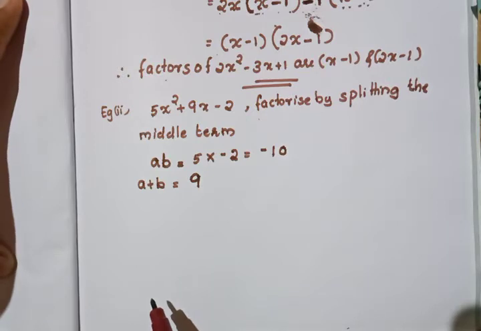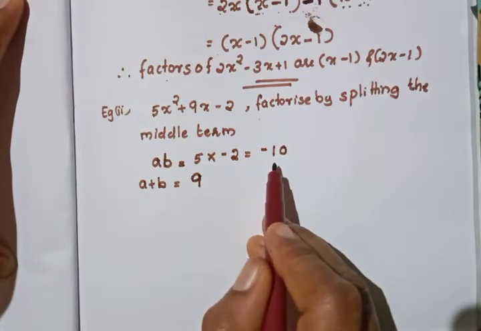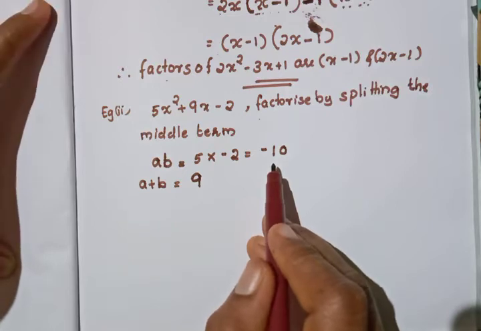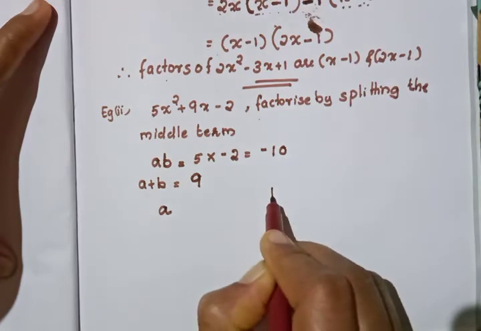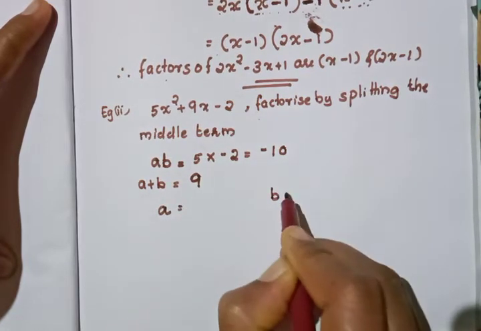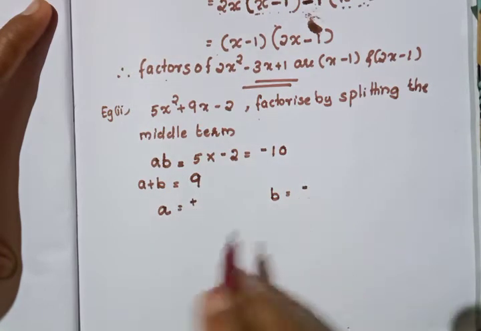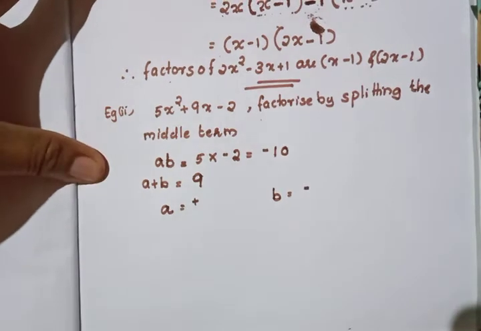Then what can be a and b? The product is negative 10. So you can understand, in a and b, one of the numbers is positive, the other number is negative. So I will write here a and b. So one will be positive and the other will be negative. Clear? Okay.